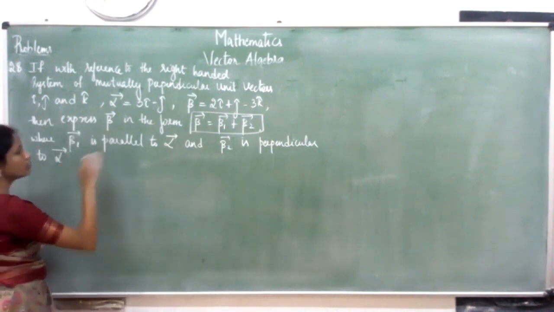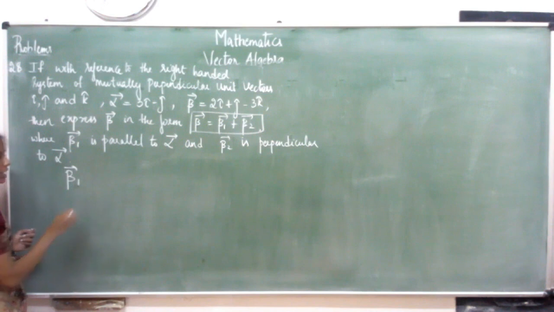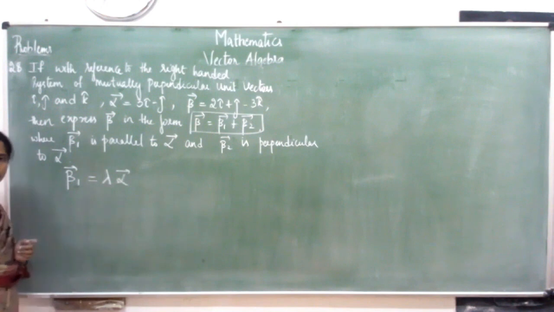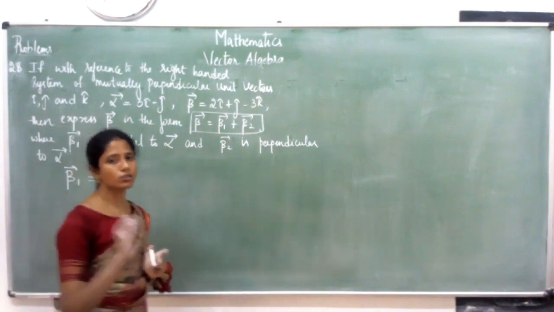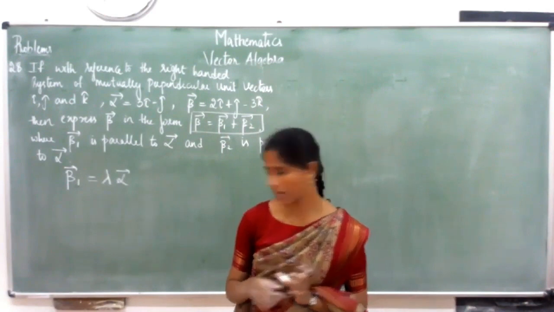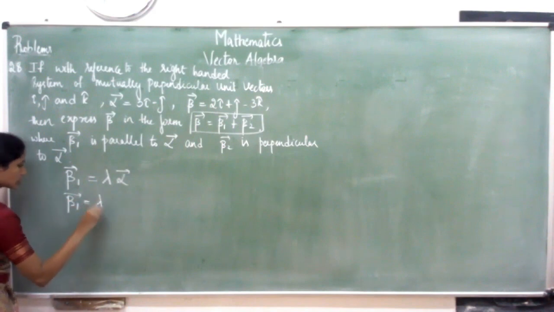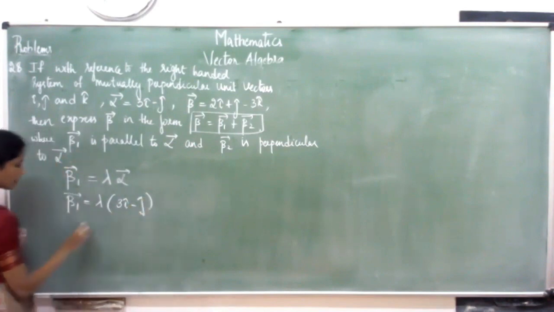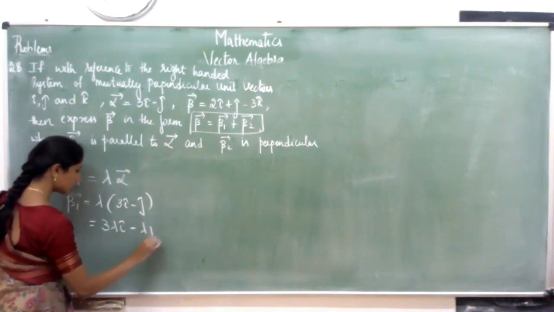The given clue is beta 1 is parallel to alpha. So beta 1 is parallel to alpha implies that vector beta 1 is equal to lambda times vector alpha. For collinear, we have seen, vector A is lambda times vector B means the 2 vectors are collinear, or we can even say parallel. So I am using this formula. From this I can write vector beta 1 is equal to lambda times vector alpha, which is 3 i cap minus j cap. So this will be equal to 3 times lambda into i cap minus lambda into j cap.